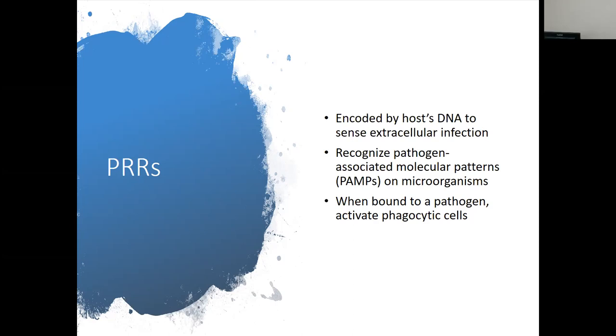I know we're getting a lot of PAMPs and PRRs, but PAMPs are on the microorganism. So the PRRs, pathogen recognition receptors, right, recognize the PAMPs, which are what? The pathogen-associated molecular patterns. And then when bound to a pathogen, phagocytic cells are activated. Okay, so how does that happen? Encoded by the host DNA.